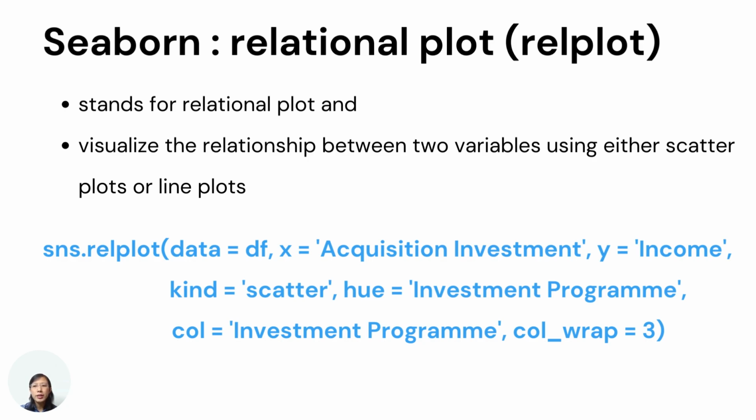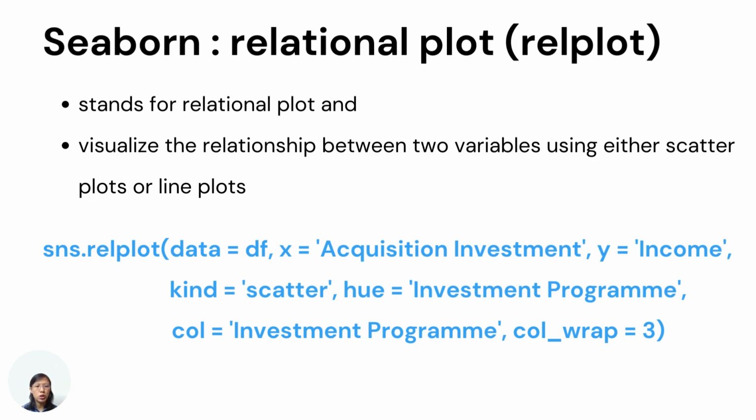In this exercise, we wanted to study the relationship between income and acquisition investment for each subgroup. So our data is df. For the first parameter, data, we assign df. For the x and y values, we assign our column names, acquisition investment and income. Since we want to see the scatter plot, we set the parameter kind to be scatter.